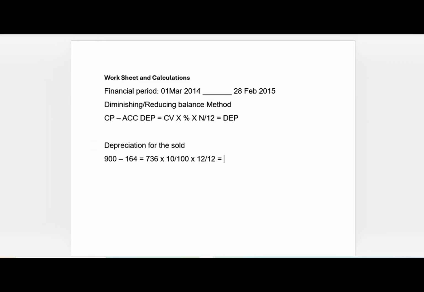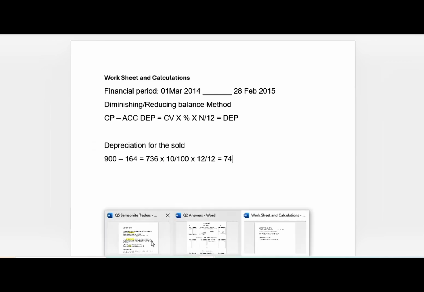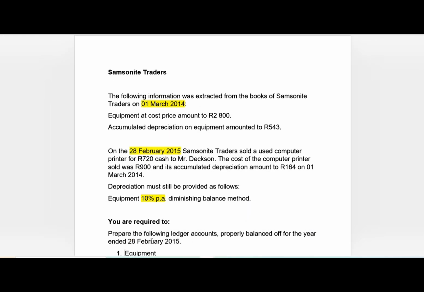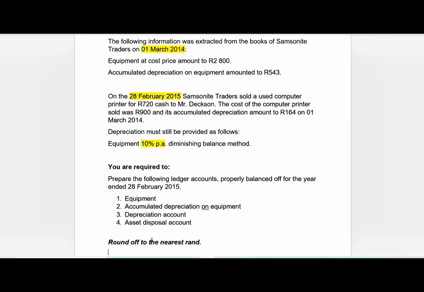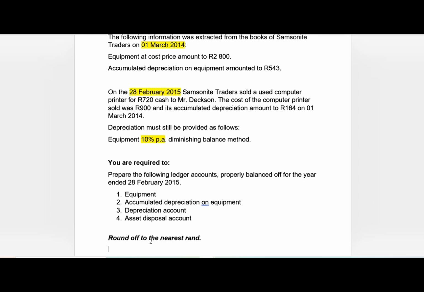And then I'm getting 73.6. But remember, the question says down there, in the information provided, to round off to the nearest rand. It means we don't want cents, because what we are getting on the calculator is 73 rand and 60 cents, but we don't want 60 cents, so we round off to the nearest whole number, right? Which is going to be 74.